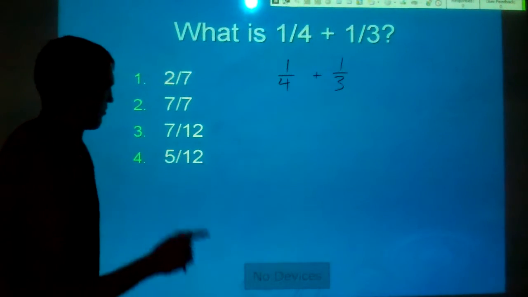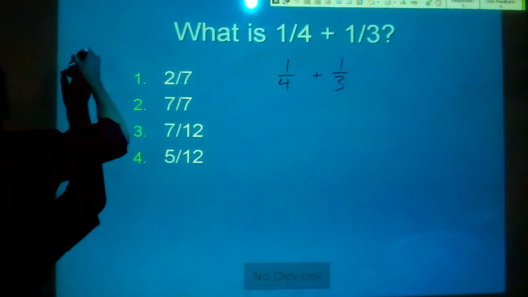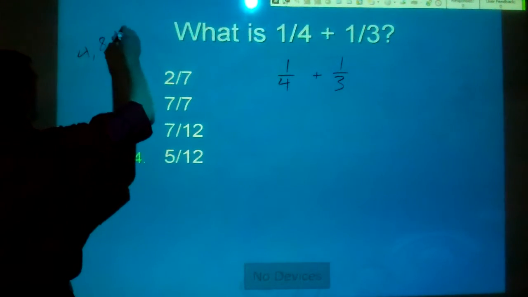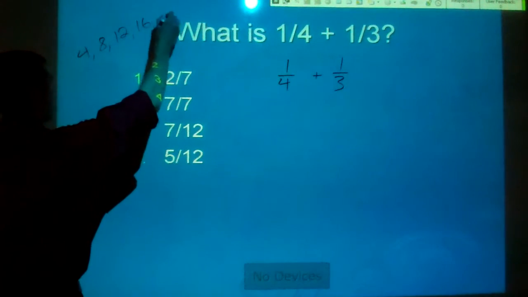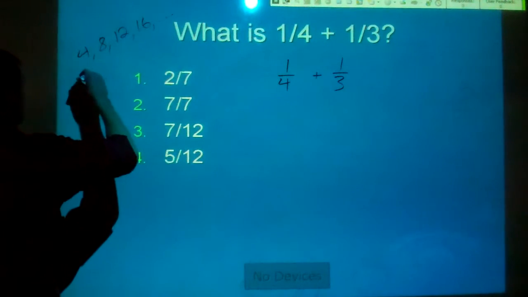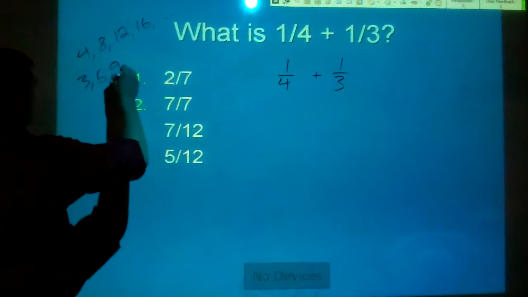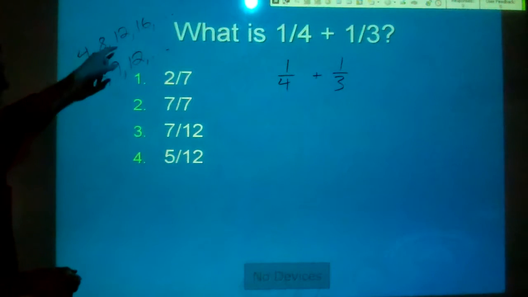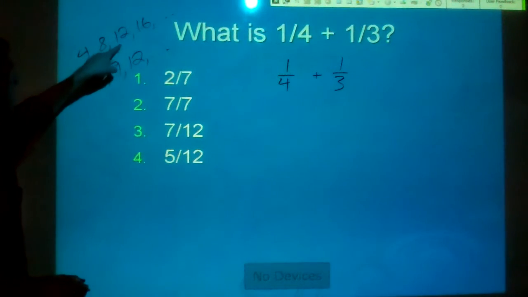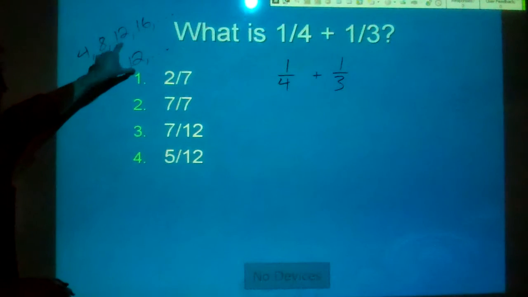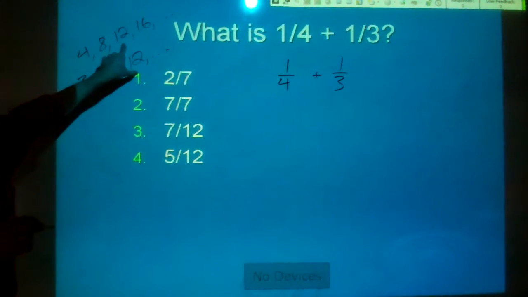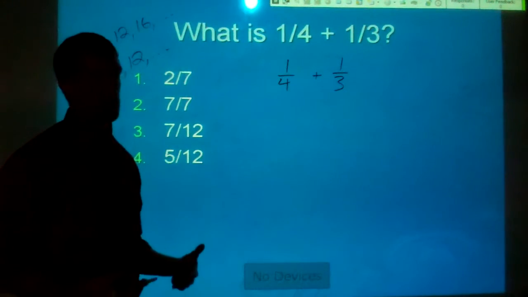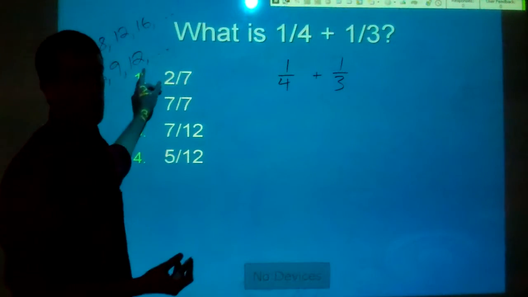Okay. Multiples of 4 would be 4, 8, 12, 16. Keep going on like that. Multiples of 3: 6, 9, 12. Alright. Right away we can see the least common multiple they have in common is 12. So if we use 12, then we should be able to figure out our answer without reducing in the end. So we want to make our denominator 12.